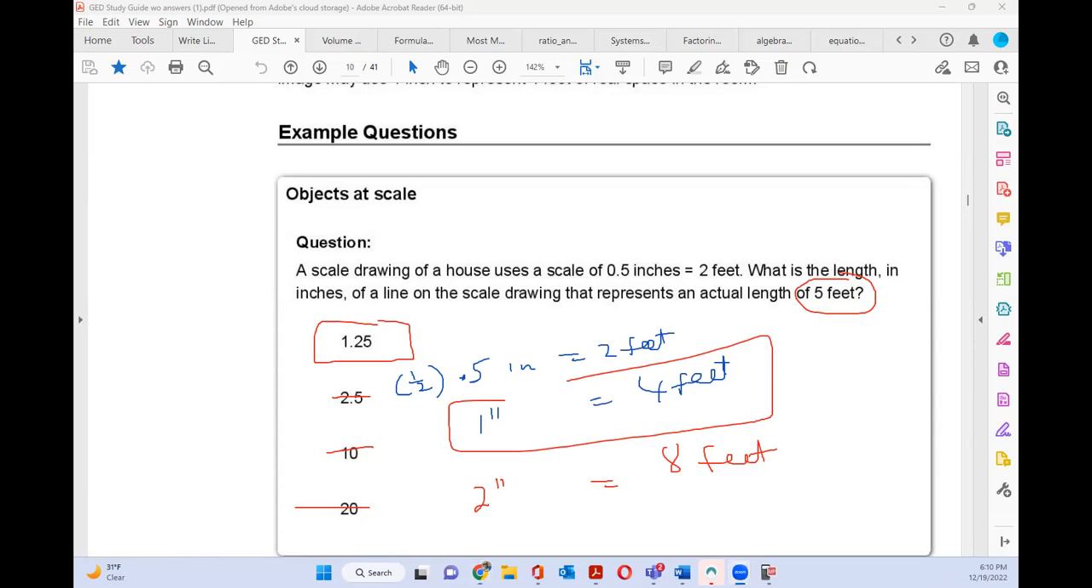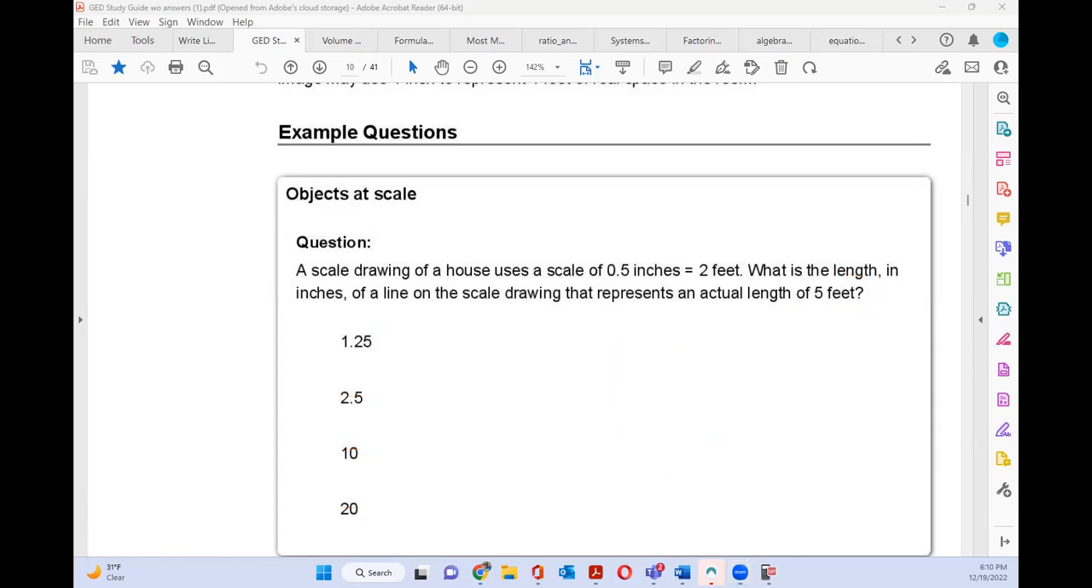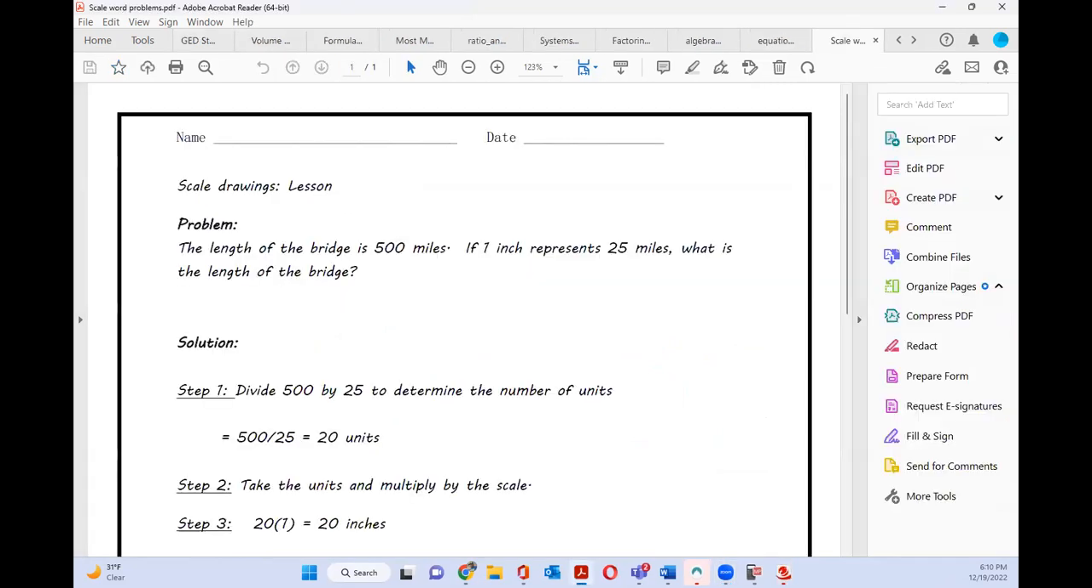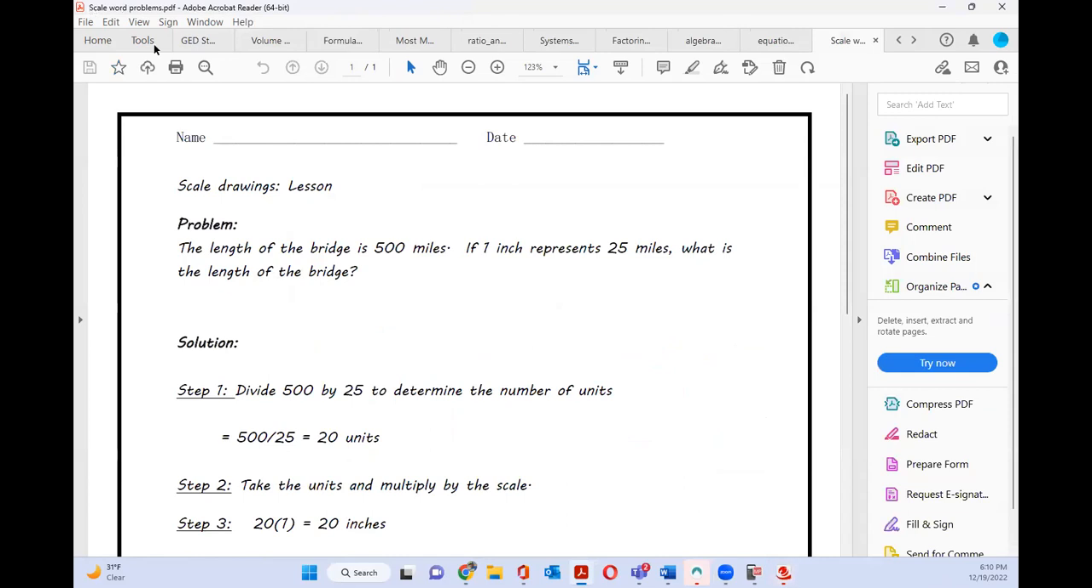Hold on, let me save this, let me clear it. And let me open up this worksheet. And it didn't open up. And you're definitely going to have scale problems. Oh, there we go, right there.